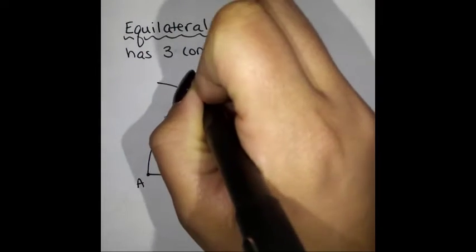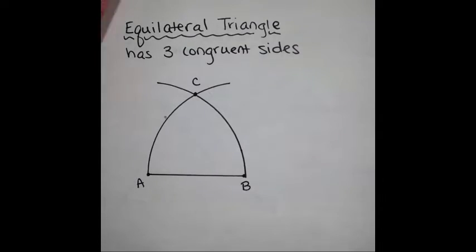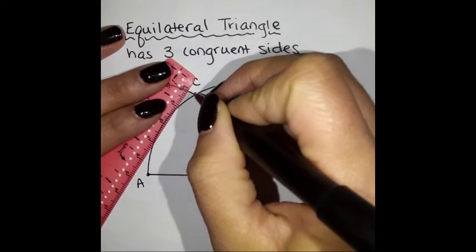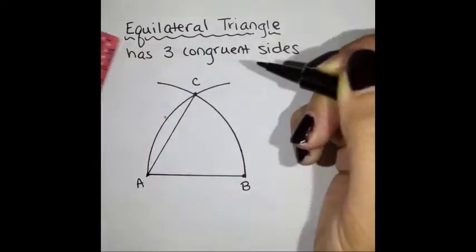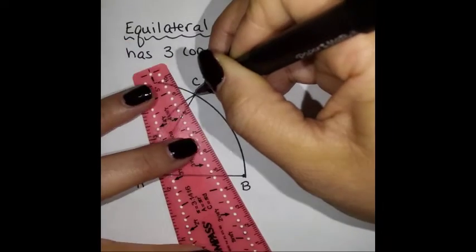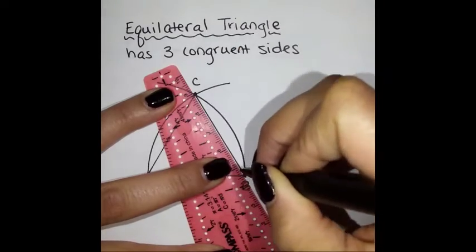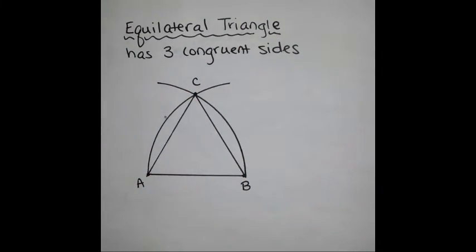This intersection point at the top will represent vertex C. So then you can connect vertex C to vertex A, as well as connecting C to B. Here you have an equilateral triangle.